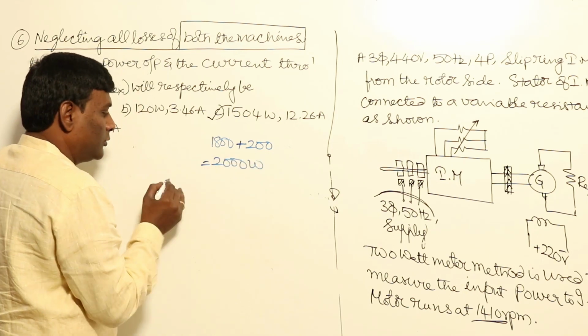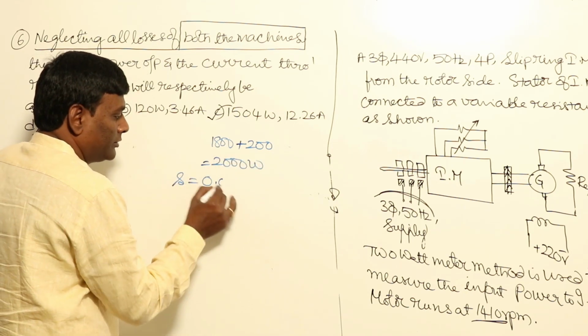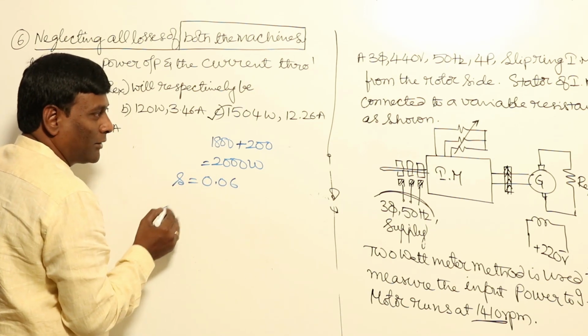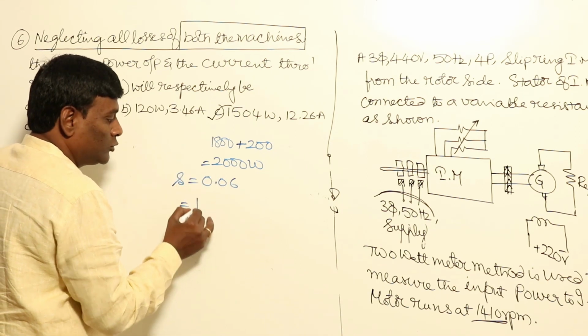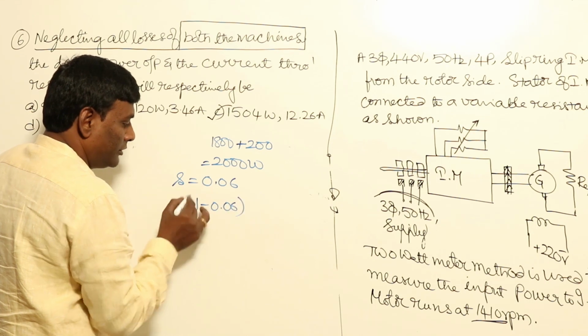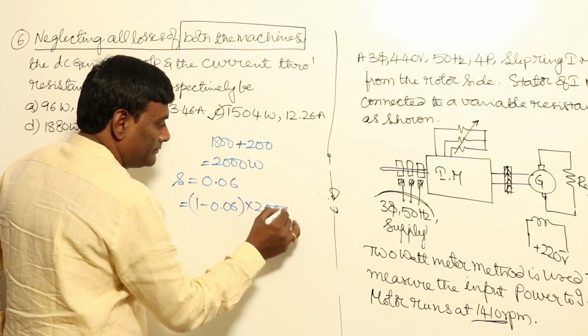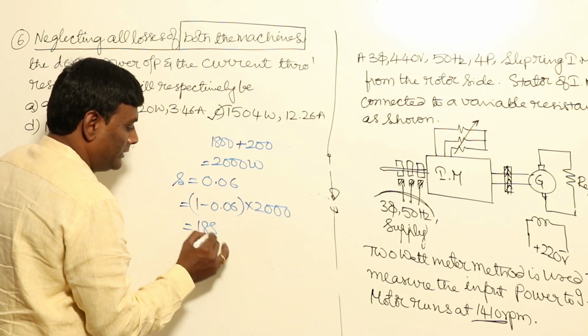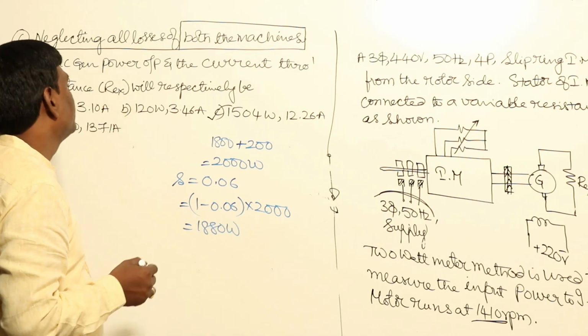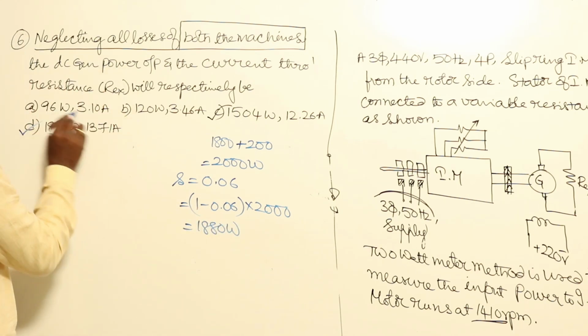Okay, so 2000 watt, slip is going to be as usual 0.06. Now what is the power output of the induction motor? It is going to be (1 minus 0.06) into 2000, which is going to be 1880 watt. Okay, so 1880 watt.